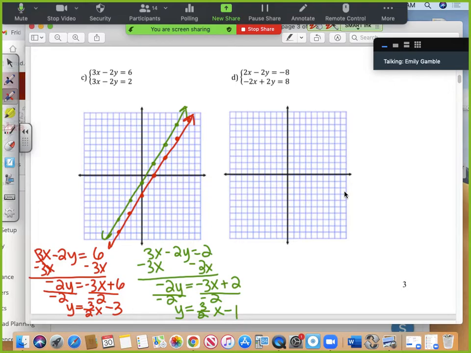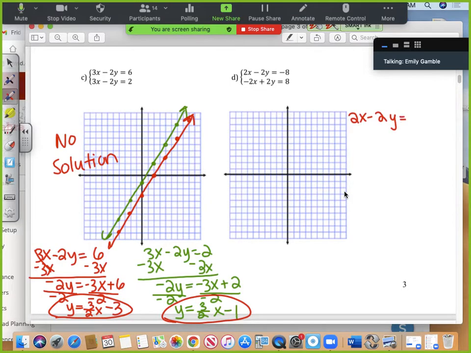Right, so this one's kind of funny because there is no solution, so the solution is no solution, since they are parallel lines. And you could actually tell at this point from when you solve for y that there would be no solution. So sometimes you might get out of having to do the whole graphing part unless I specifically ask you to. And then the last one, 2x minus 2y equals negative 8.